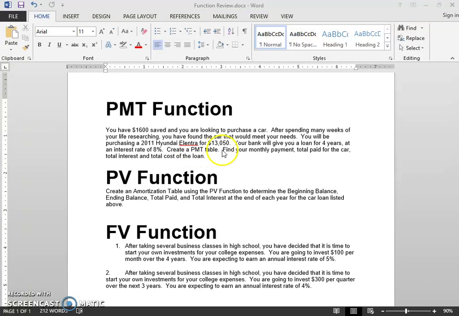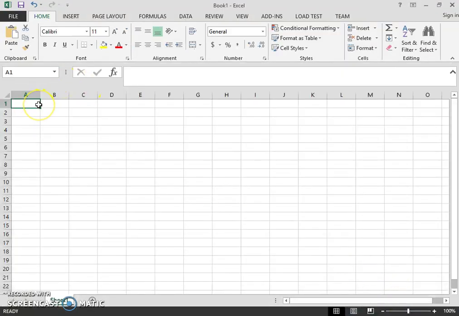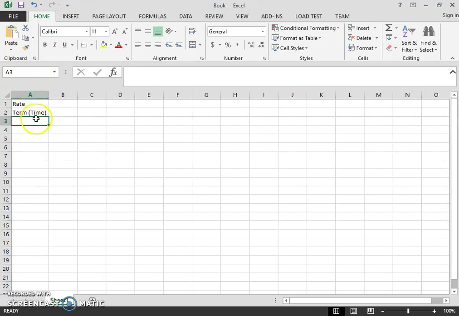Create a PMT table, find your monthly payment, total paid for the car, total interest, and total cost of the loan. We are going to do this in Excel. So now, as we go into Excel, we need to set up everything that we need. So we need to set up what are going to be our labels. So for example, we're going to look at rate. In cell A2, we're going to look at our term. Our term is also our time, meaning how long will we be given our loan.